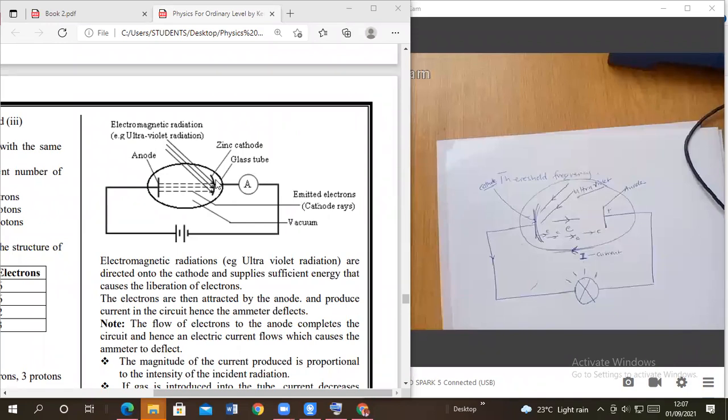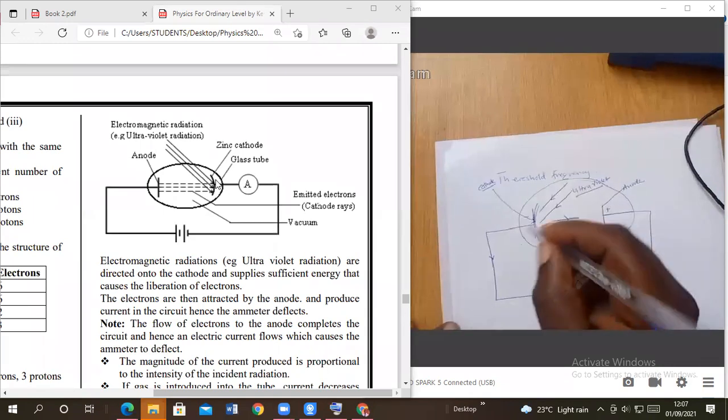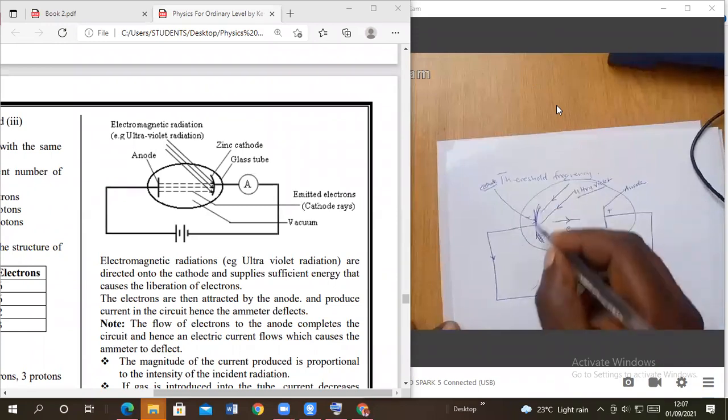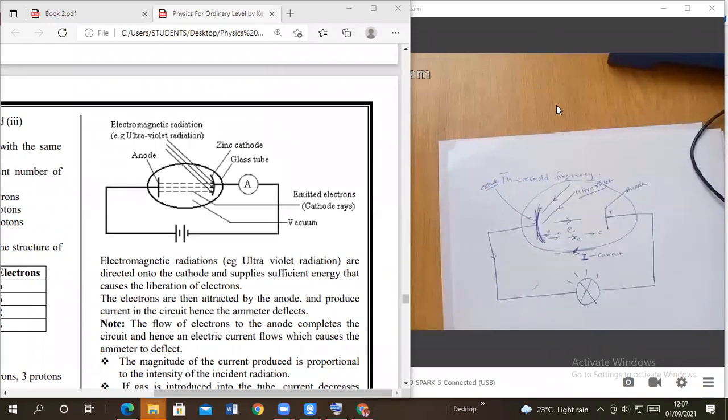Why is the cathode made concave? Do you see this shape which is here? It is concave. So the cathode is made concave to reflect all the electrons towards the anode. That's the answer to that. But the usefulness of the cathode, why do we have the cathode? The cathode is to produce electrons when a radiation of sufficient frequency falls on it. Is it okay?